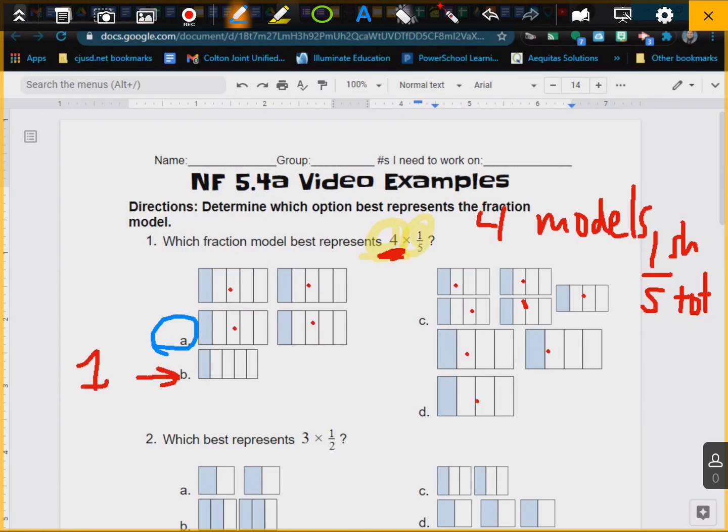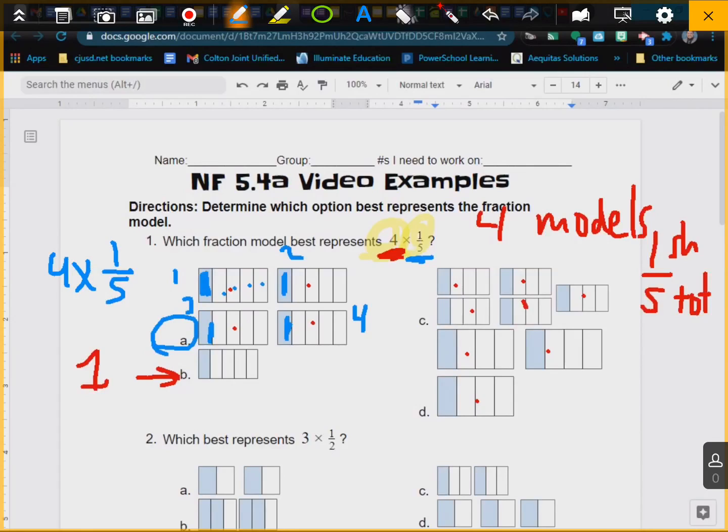We looked at there's 4 models, right? There's 1, 2, 3, 4. And how many are there total? 1, 2, 3, 4, 5, right? And how many are shaded? 1 out of 5 are shaded. So there's 4 models, and in each model it's 1/5. So A represents 4 times 1 over 5.